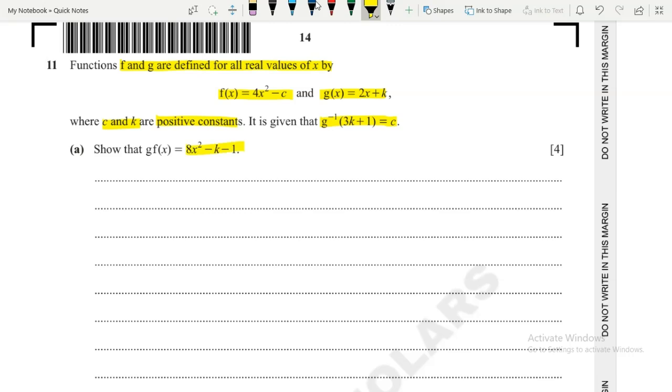So this means that we do not have to include the c in our equation. This means that we have to eliminate it, or you can say make it the subject in some terms. So first of all, what we can do is find the inverse of g.